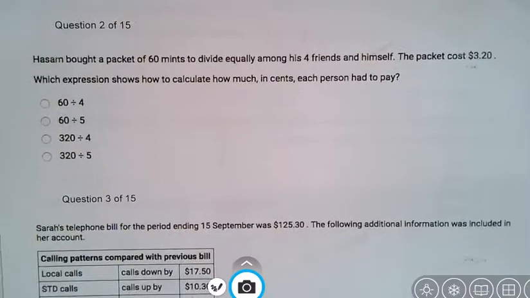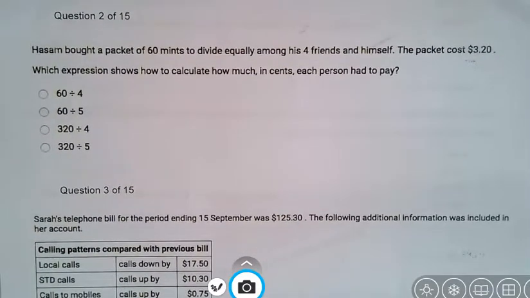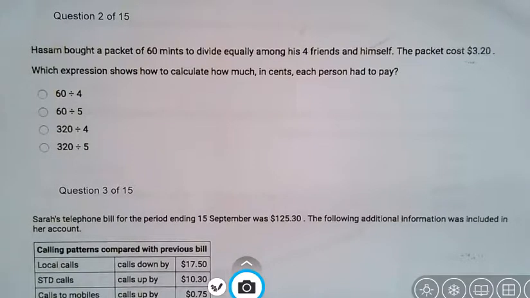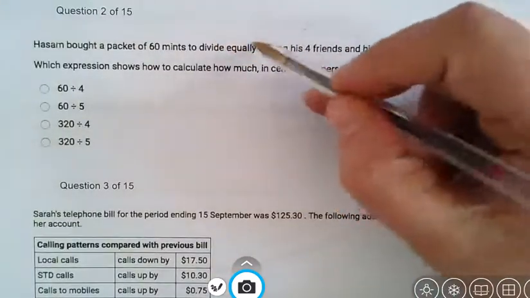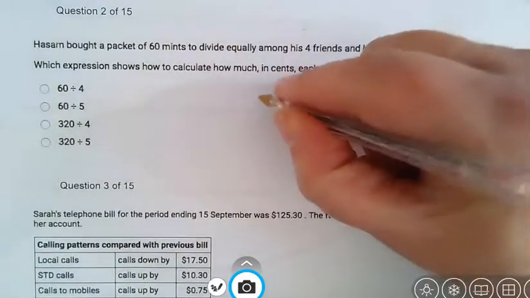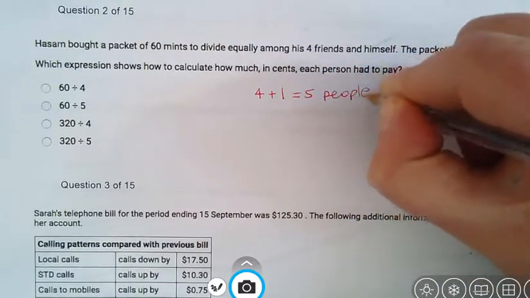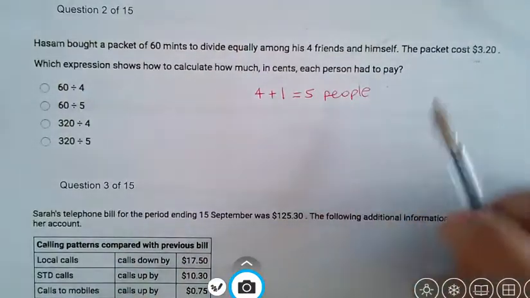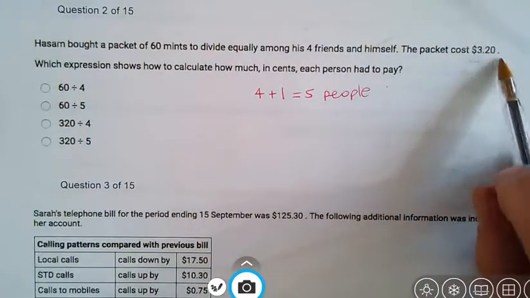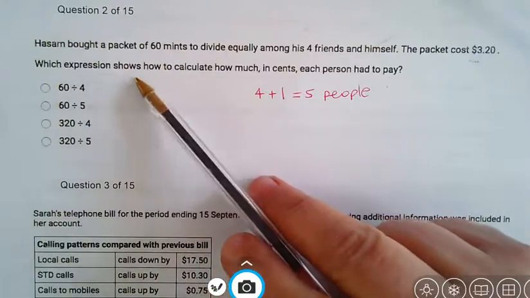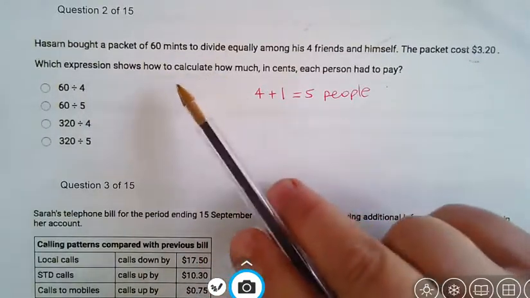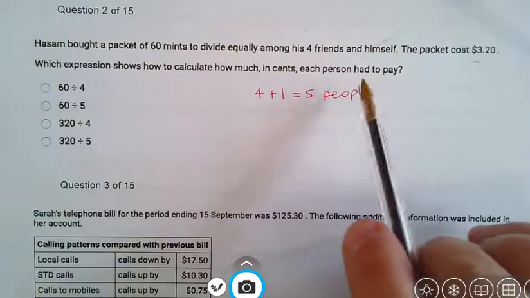Now the next one, just be very careful here. It says Hassan bought a packet of 60 mints to divide equally among his 4 friends and himself. So how many people are sharing? 5. So 4 friends plus himself, it's actually 5 people. It says the packet costs $3.20. Which expression shows how to calculate how much in cents each person had to pay?